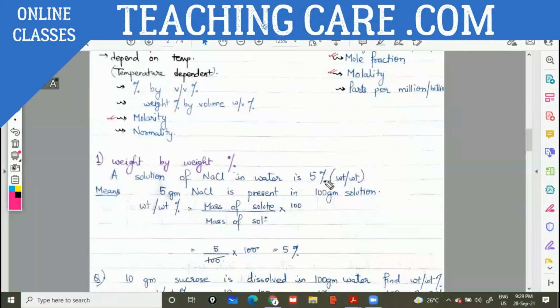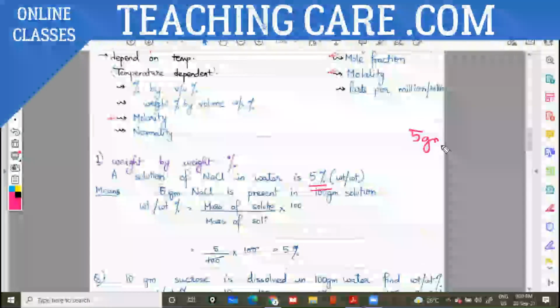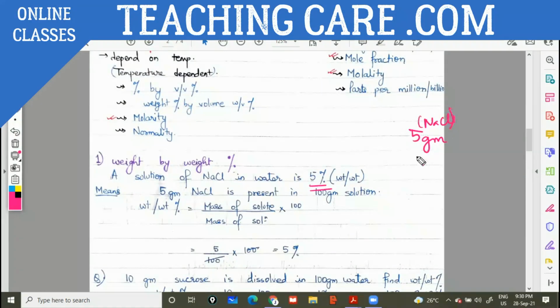Now, my question is given as 5% weight by weight. That means I have 5 gram of NaCl in 100 ml of solution, not water, solution, into 100, that means it is 5%. Clear? Can I repeat the previous one? Yeah. 5% weight by weight means 5 gram of my NaCl is dissolved in 100 gram of solution. This is my solution into 100. This is equal to 5% weight by weight percent. Got it?